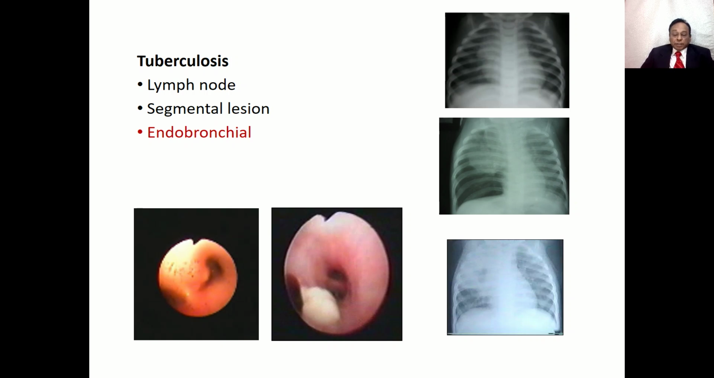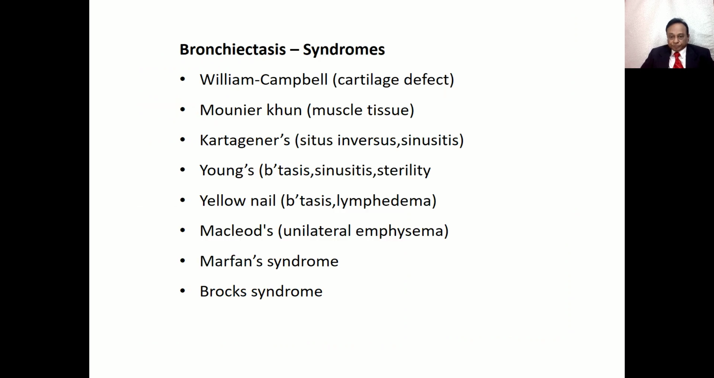I have shown some of the bronchoscopy views. Look at both the views. There is a caseating mass, caseating mass is there, granuloma is there, and I think it slowly developed like that. At one point of time, it will totally occlude the lumen and it will go on to bronchiectasis.